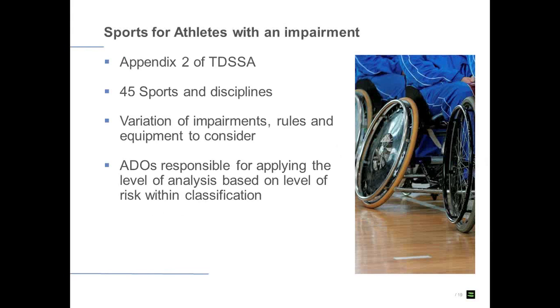Sports and disciplines for athletes with an impairment are contained in Appendix 2 of the technical document. These MLAs were approved recently at the WADA Executive Committee meeting and have just been published on the WADA website. Appendix 2 includes 45 sports and disciplines which undertook the same physiological risk assessment process as the able-bodied sports. The MLAs, however, have not been assigned to the various levels of classification that may exist within some of these sports, given the complexity of the classification system. It is therefore the responsibility of each ADO conducting the testing to apply the MLAs to the sport and discipline, and in doing so, consider the level of risk of the various classification systems and the athletes involved.